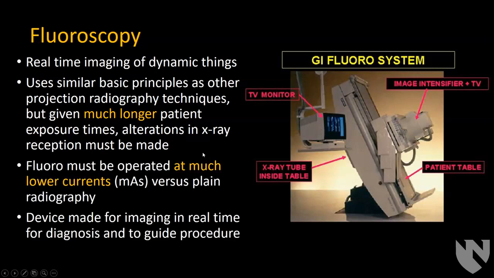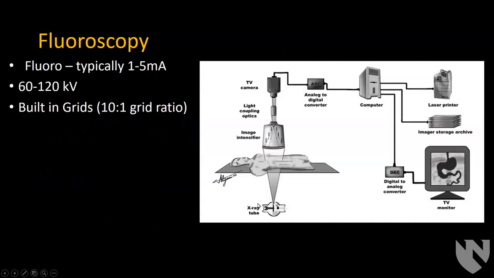So fluoro operates at much lower doses than plain radiography because you're giving exposure over a much longer amount of time, and also you have to have a device that's specially made for this. So fluoroscopy, usually you're using 1 to 5 milliamp current on your X-ray tube and between 60 and 120 kilovolts, and fluoroscopy machines usually have built-in grids with a 10-to-1 grid ratio.